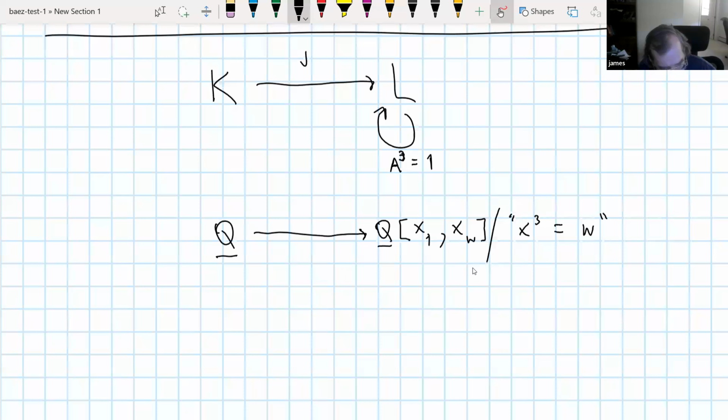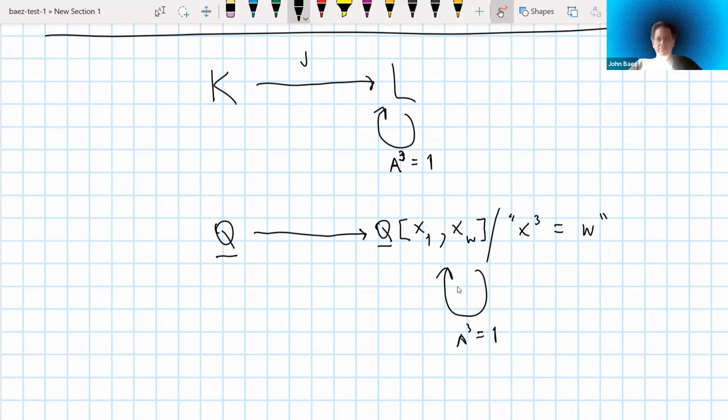I had been hoping that this was going to end up being a Z mod 3 torsor, that there was actually a thing like this that would make this into a Z mod 3 torsor, because it's related to cube roots, and cube roots are related to Z mod 3 torsors.